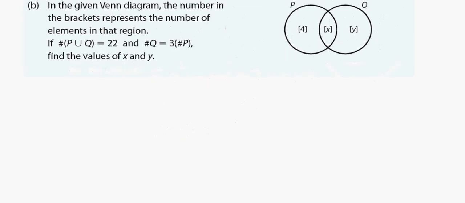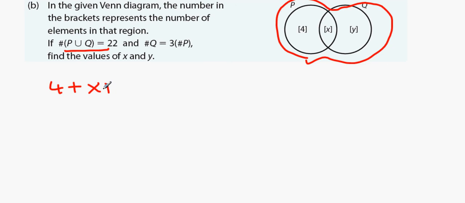3b. In the given Venn diagram, the number in brackets represents the number of elements in that region. If P union Q is 22, this means all of this adds up to 22, and the cardinal number of Q equals 3 times the cardinal number of P. Find the values of X and Y. So this here all adds up to 22. This is the red piece of information. So 4 plus X plus Y equals 22.